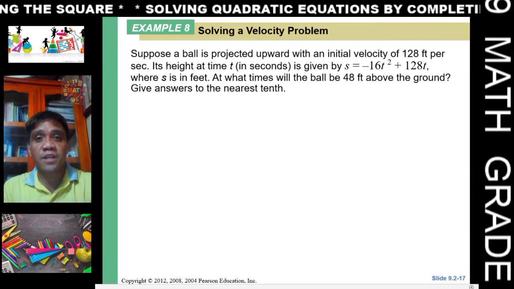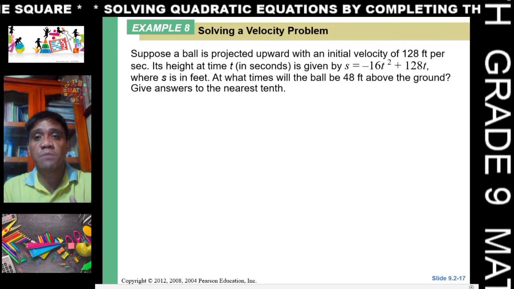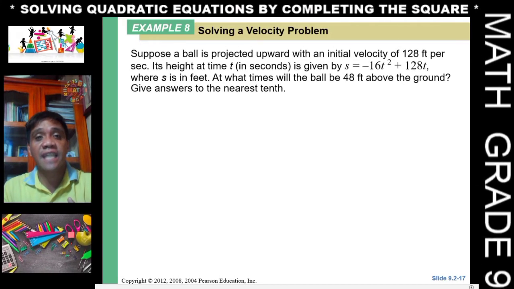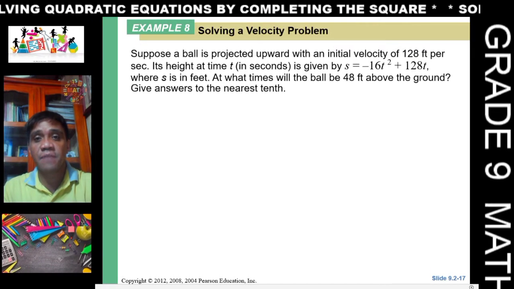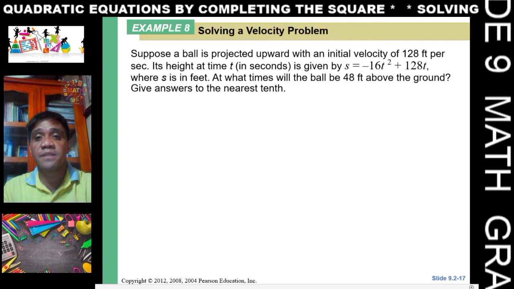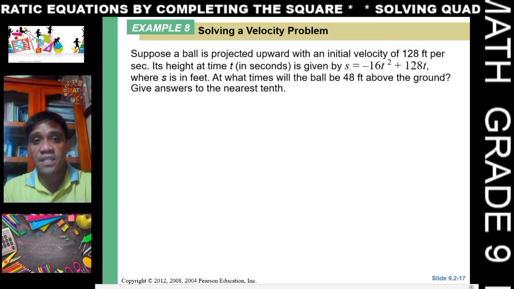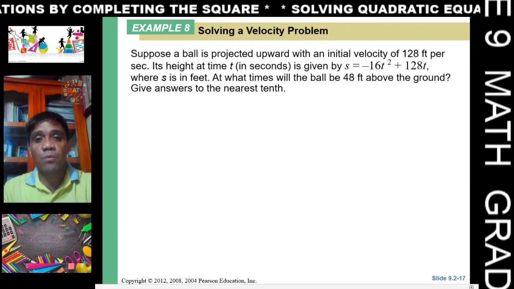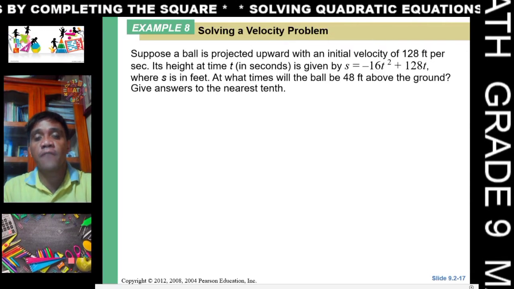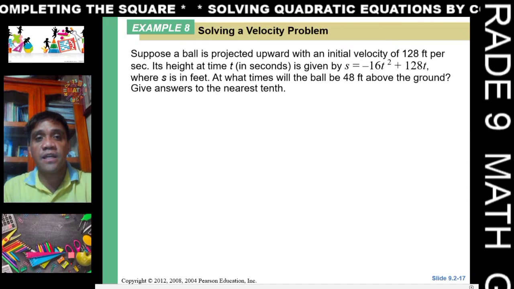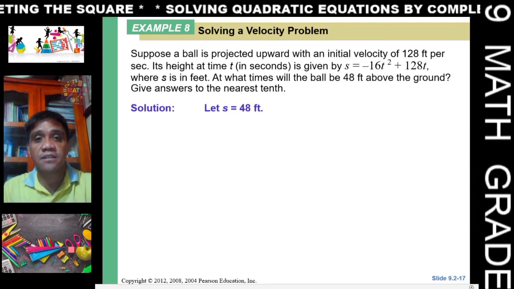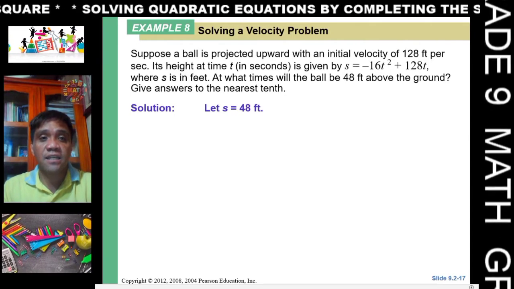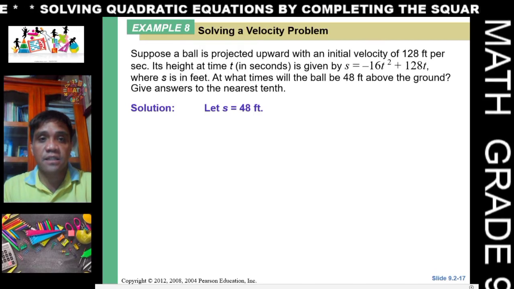Suppose a ball is projected upward with an initial velocity of 128 feet per second. Its height at time t in seconds is given by s is equal to negative 16t squared plus 128t, where s is in feet. At what time will the ball be 48 feet above the ground? Give the answer to the nearest tenth. So let s be the height, which is 48 feet.